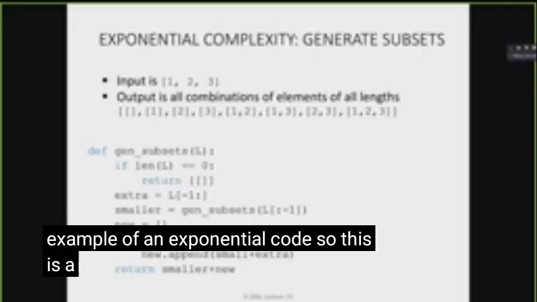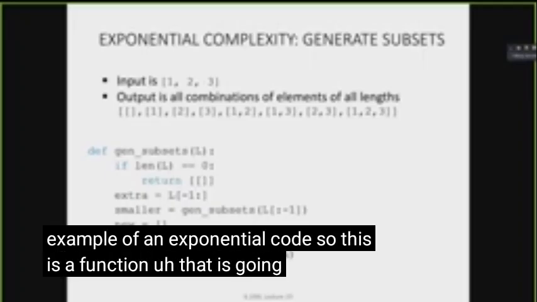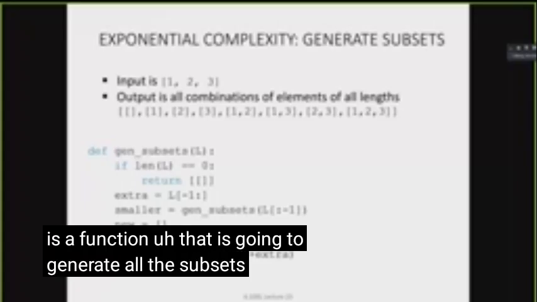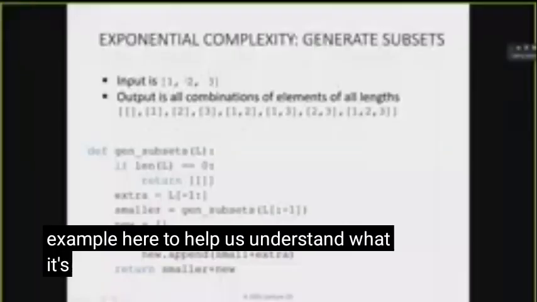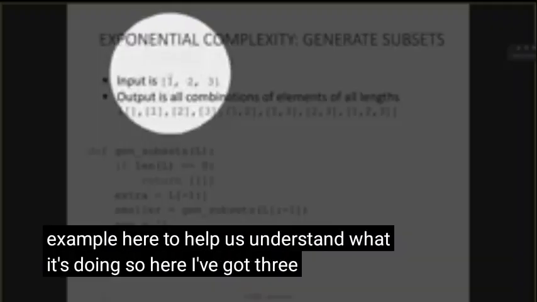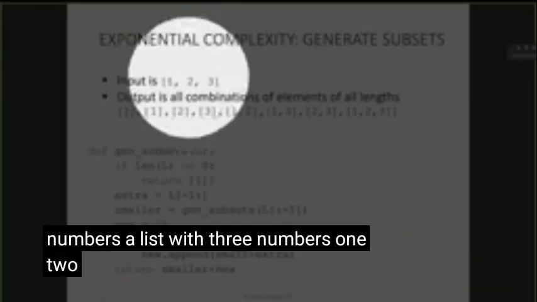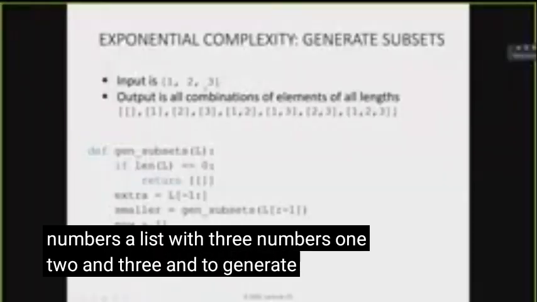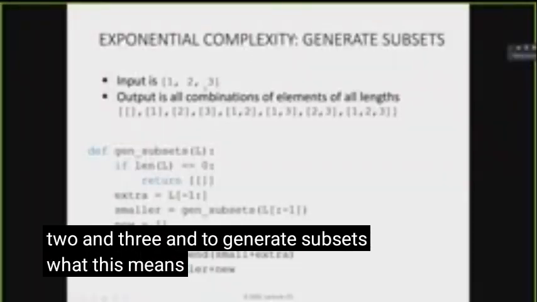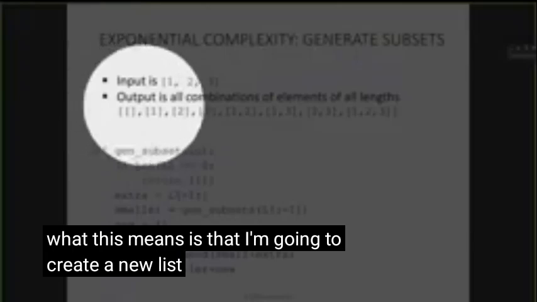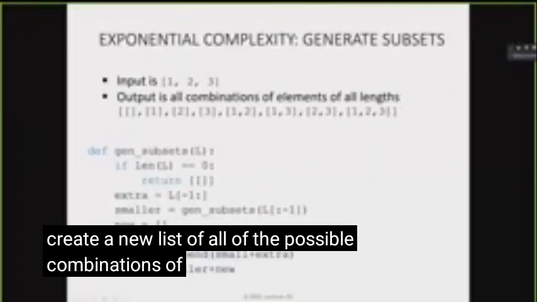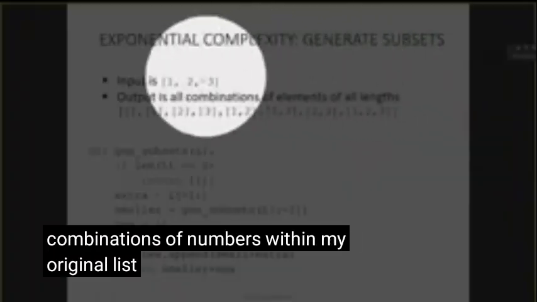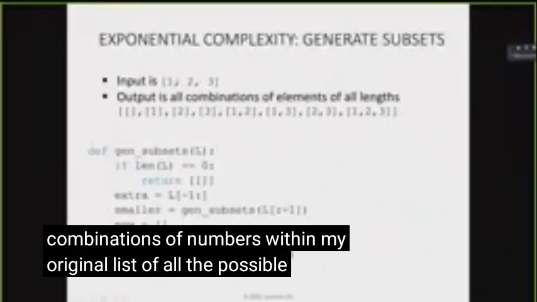This is a function that is going to generate all the subsets of a list. I've added a little example here to help us understand what it's doing. Here I've got a list with 3 numbers, 1, 2, and 3. To generate subsets, I'm going to create a new list of all of the possible combinations of numbers within my original list, of all the possible lengths, right?